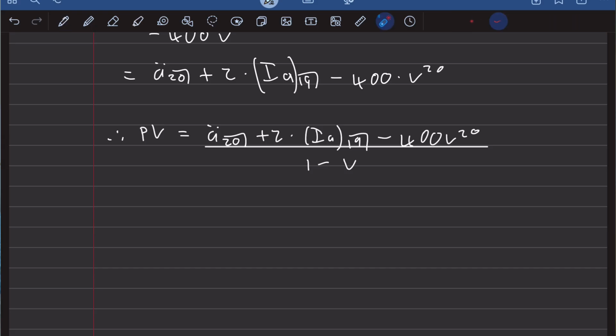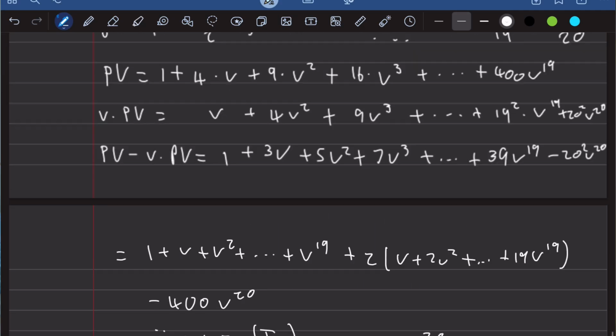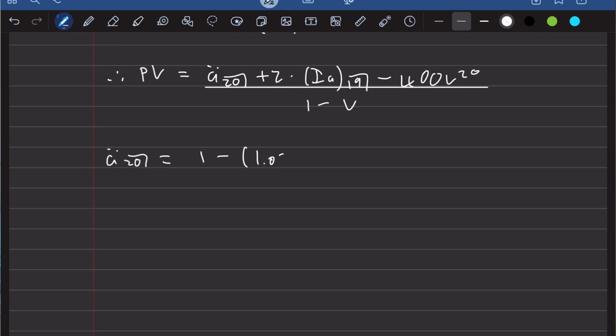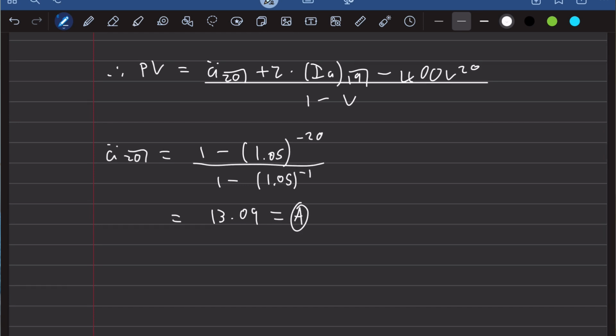So let's start with this one. An annuity in advance for 20 years, the formula is 1 minus 1 plus i, and i is 5%, so 1.05 to the power of negative 20 over 1 minus 1.05 to the negative 1. Good stuff. And then when we type that into our calculator, we're going to get 13.09, and we'll store that as A.